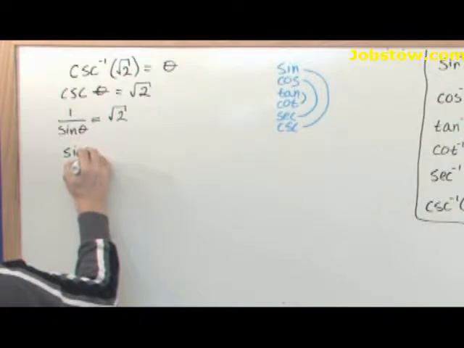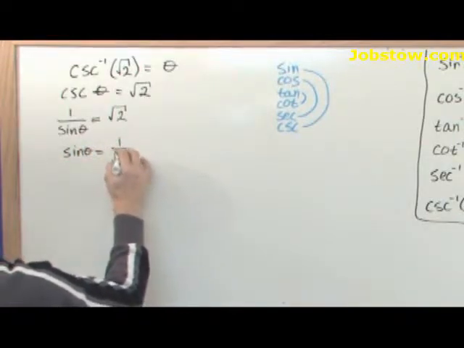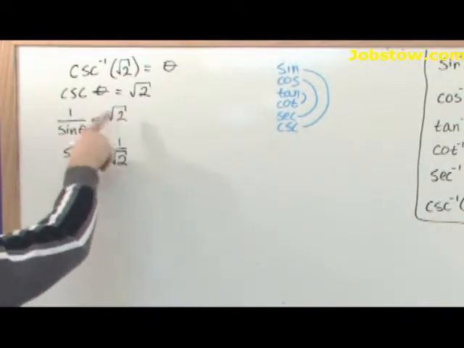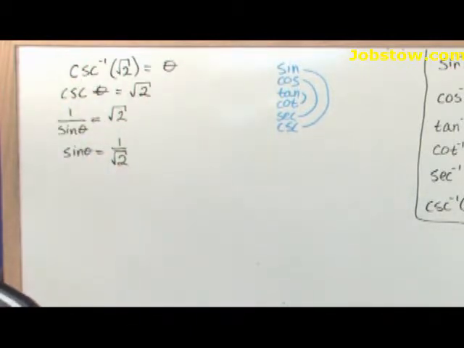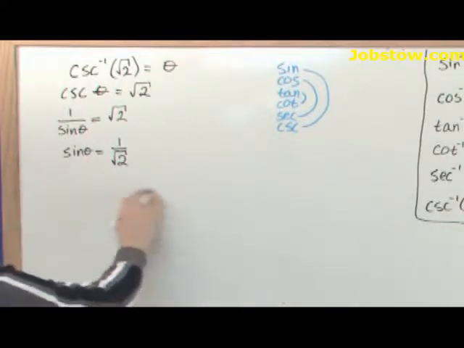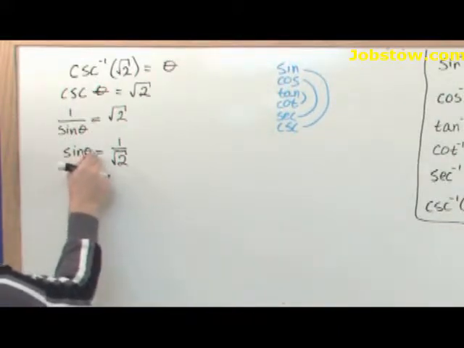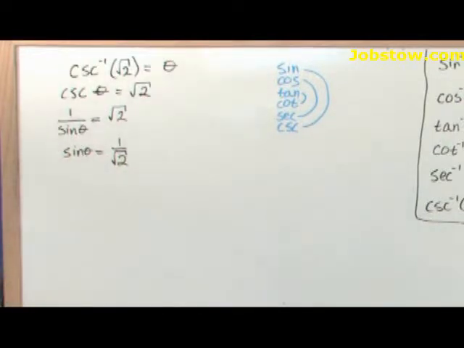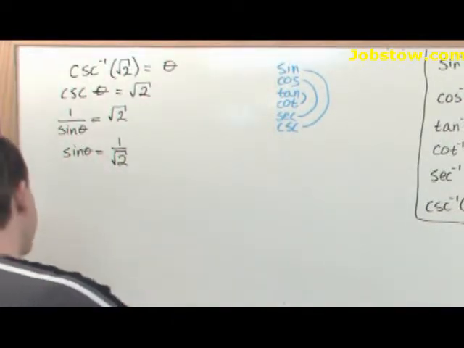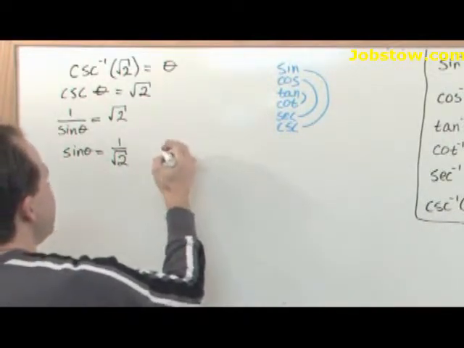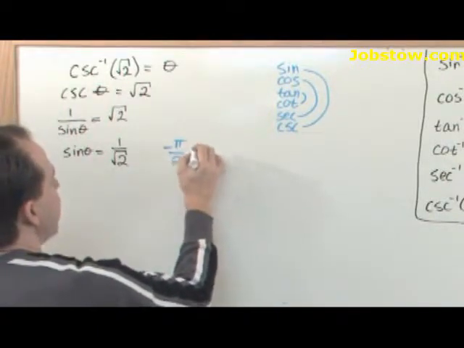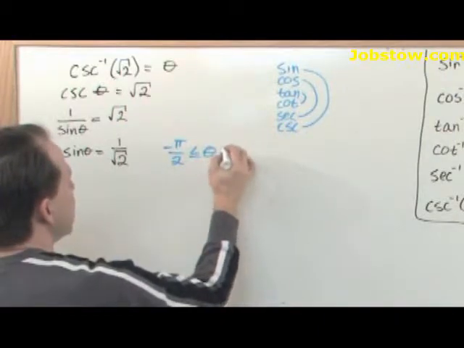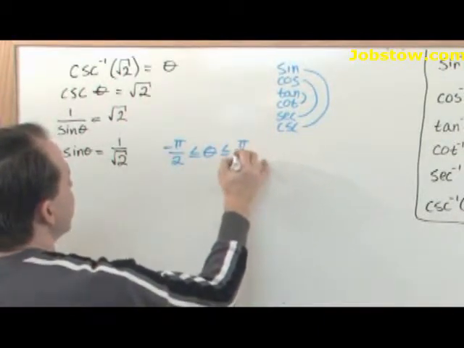So I'll say sine of theta is equal to 1 over square root of 2. So I just take the reciprocal of both sides, and so you have this. Now I've got the problem in a form that's much easier. Sine of an angle is 1 over square root of 2, and don't forget that now that we're talking about a sine function, the angle that can be returned from a sine function is negative pi over 2 to pi over 2, inclusive.